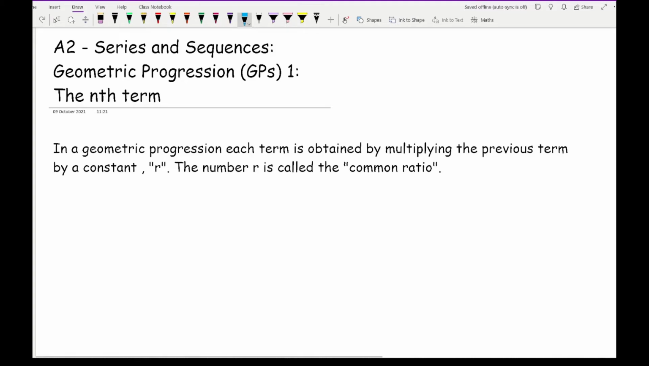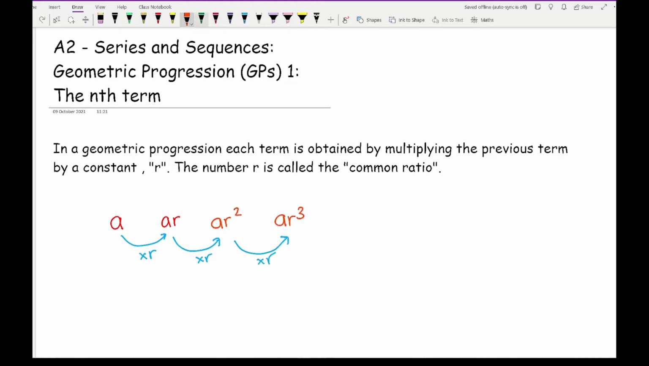So for example, if we start off with our first term, which again we'll call a, then what we're going to do is multiply this a by our common ratio. So we're going to multiply that by r, thus giving us ar. Now if I then multiply that by r, I'm going to get my next term, which is going to be ar squared, and then I multiply that by r, and that's going to give me ar cubed.